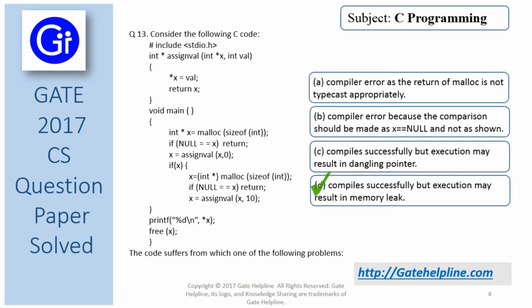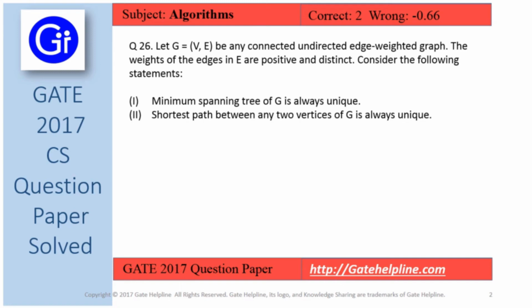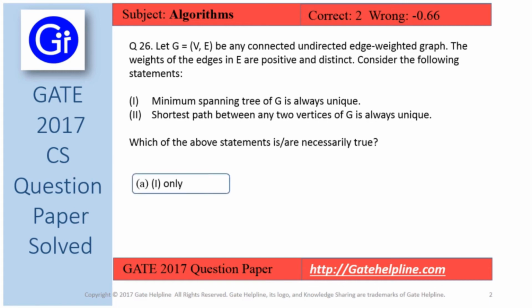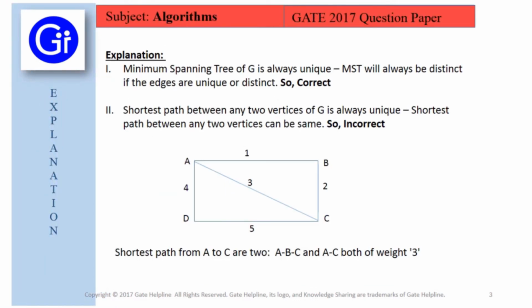Question number 26 is, let G equals (V, E) be any connected undirected edge weighted graph. The weights of the edges in E are positive and distinct. Consider the following statements. First, the minimum spanning tree of G is always unique. Second, the shortest path between any two vertices of G is always unique. Which of the above statements is or are necessarily true? The options are A, first only, B, second only, C, both first and second, and D, neither first nor second. Now we will see the explanation to this question.